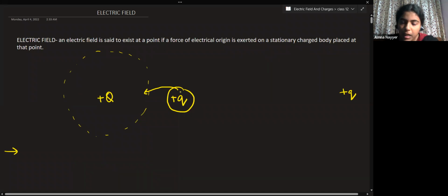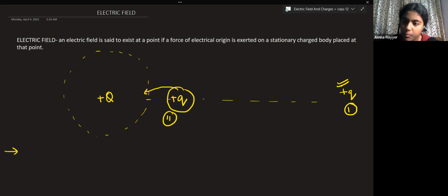So if you bring a positive charge in this field, plus q, it will experience a force of repulsion. But if you bring this charge further away from it, like let's say this is the distance, this is position 1, this is position 2. So in position 1, what is happening? Charge plus Q and the small charge plus q, both of these charges are very far from each other.